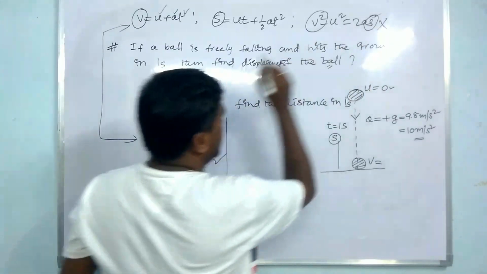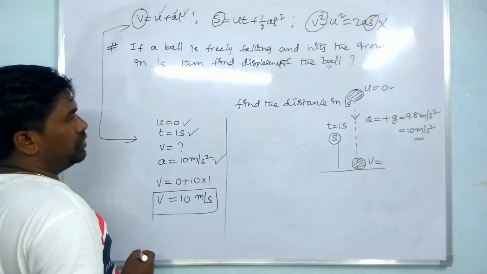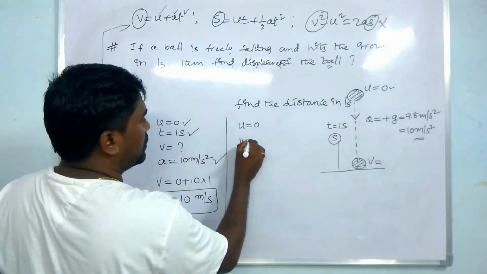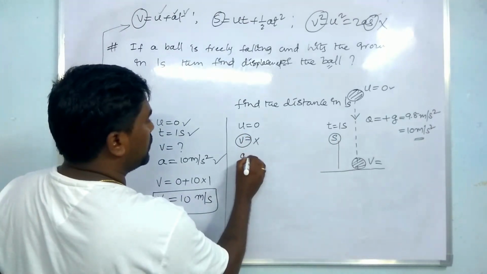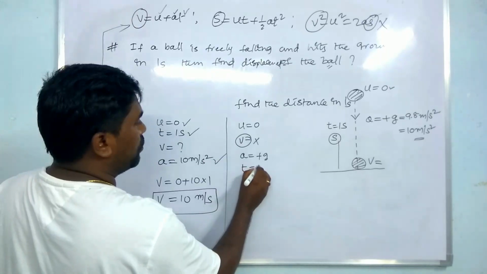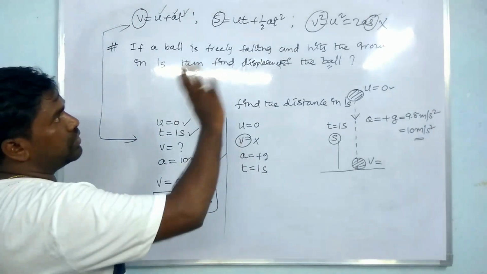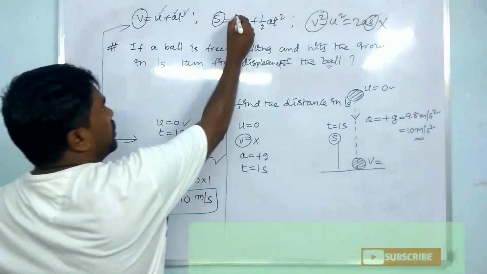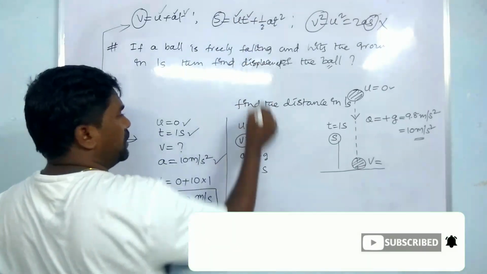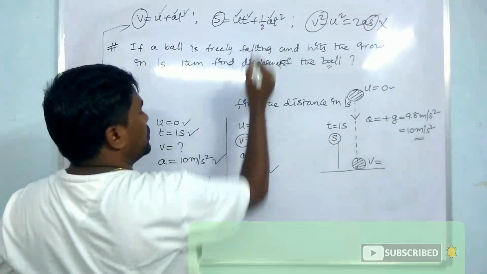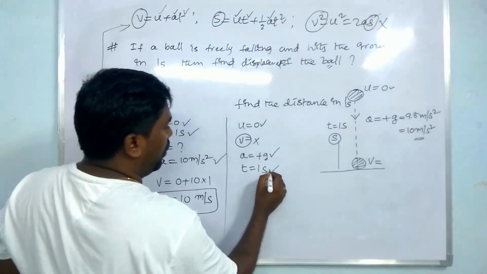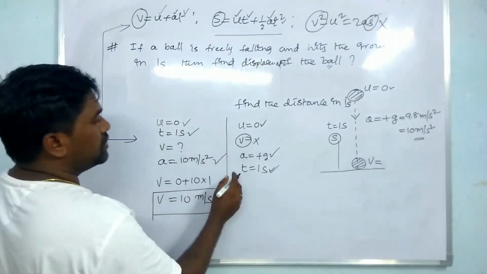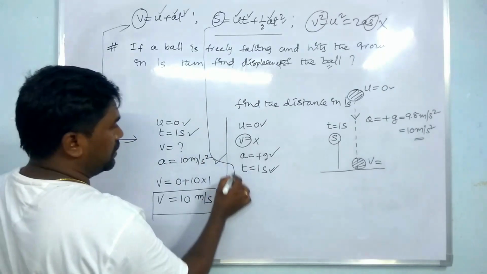Here in this equation there is displacement, and here in this equation there is displacement. Looking at the terms, u is there, that is 0, v is not there, a is equal to plus g, and time is equal to 1 second. The equation with terms we don't know should not be used. Here u is there, time is there, and acceleration due to gravity is there. So all the terms are available in this equation in this question, and hence we take this equation and calculate.